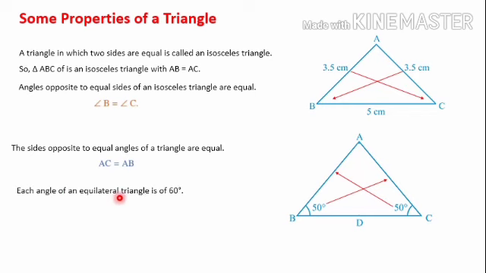Each angle of an equilateral triangle is of 60 degree. This also we have learned before. Equilateral triangle means all three sides are equal. Three sides equal means three angles also must be equal. And by using angle sum property, the sum of the angles in a triangle is 180 degree. So if you divide 180 equally among the three angles, each angle will get 60. So 60 into 3 is 180. So each angle of an equilateral triangle is of 60 degree. Hope it is clear.